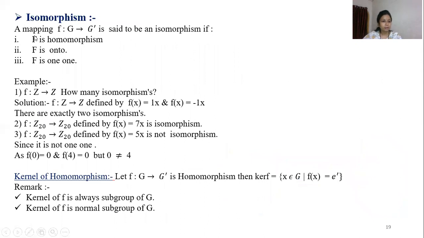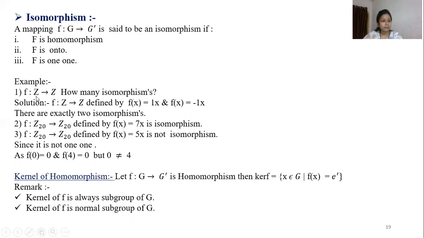Now this is the definition of isomorphism. Isomorphism means any mapping f from G to G dash is said to be an isomorphism if it satisfies three conditions. Sorry, actually it is small f. This f must be a homomorphism, f must be 1-1, and f must be onto. Any function which satisfies the three conditions, 1-1, onto, homomorphism, we say that the mapping is an isomorphism.